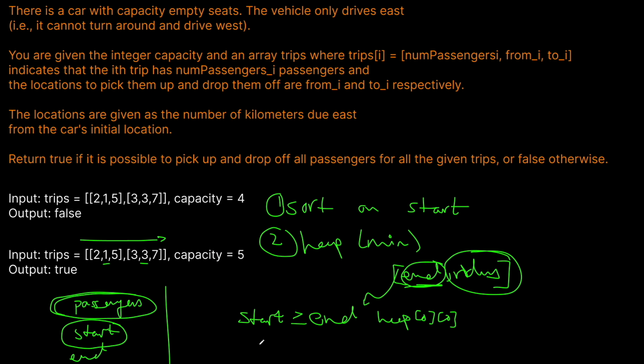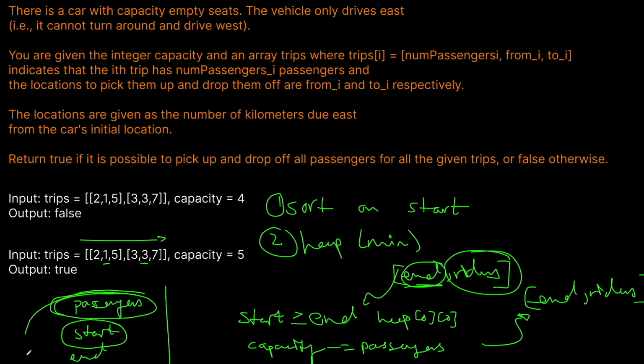Otherwise, we want to decrement the total capacity by whatever the passengers is, and continue through our loop here. The last thing that we want to do, before going on to the next trip, is add into the heap. Remember, we're going to be storing onto the heap the end location and the number of riders that got on at this current journey that we're processing. And then we just go from left to right. If we're able to get through the entirety of our trips array here without returning false somewhere inside of it, that means that our journeys were possible.